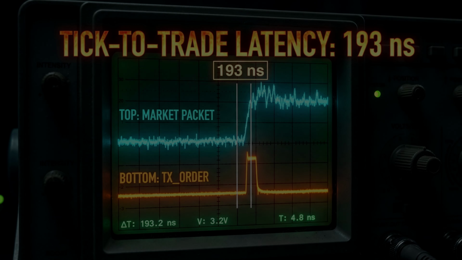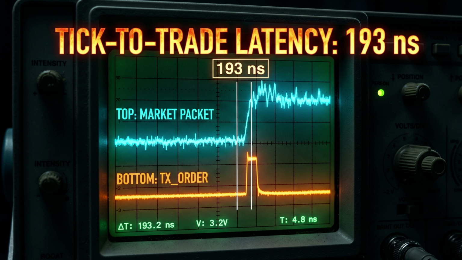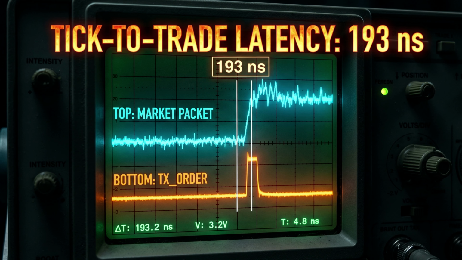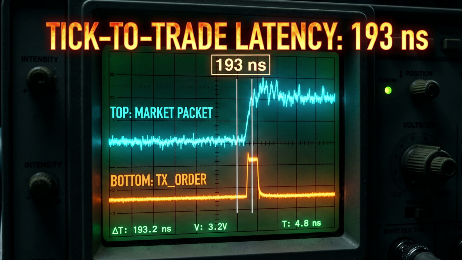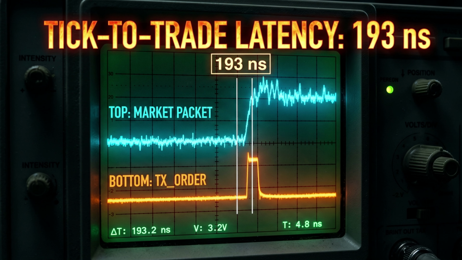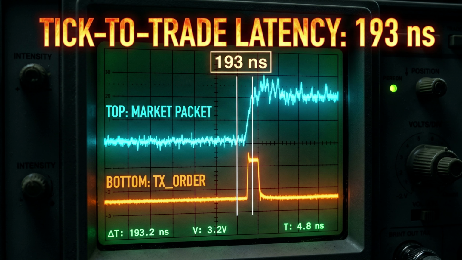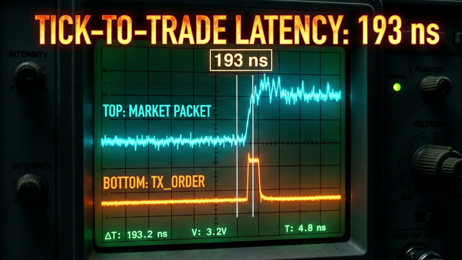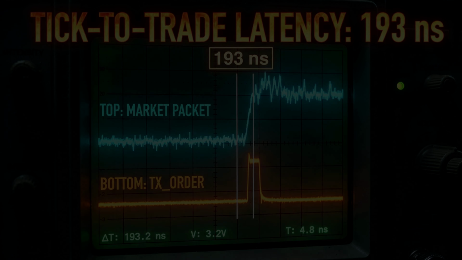This is acceptable because there are physical PCB traces, connectors, and fiber optic delays involved. Despite all these additional delay factors, it is still several orders of magnitude below any software-based system. The critical measurement on the oscilloscope: the time from the first bit of the incoming packet to the outgoing TX order signal. 193 nanoseconds, 6 nanoseconds less than the 197 nanoseconds in simulation.